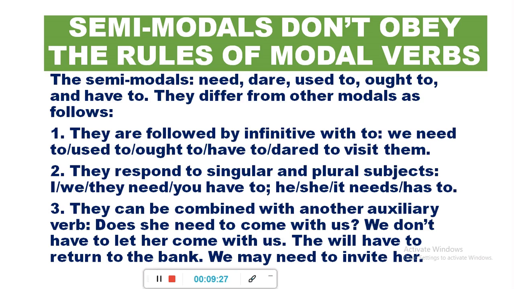Number 2, they respond to singular and plural subjects. I, we, they need. You have to, he, she, it needs to, has to. So when we use the third person singular, you discover that the form of need changes. When we use the plural like they need, but he needs. You have, but he has.